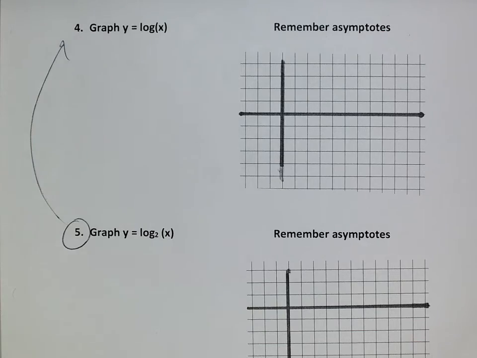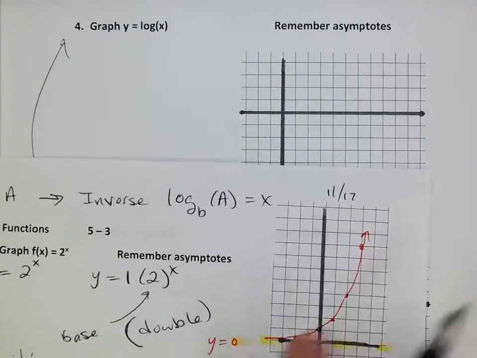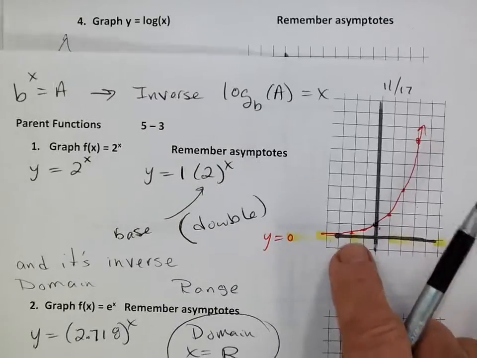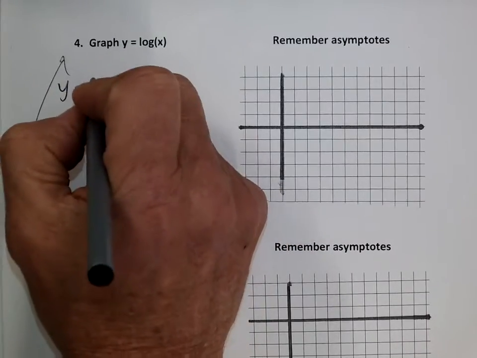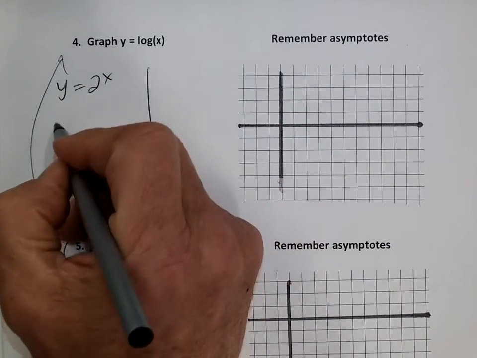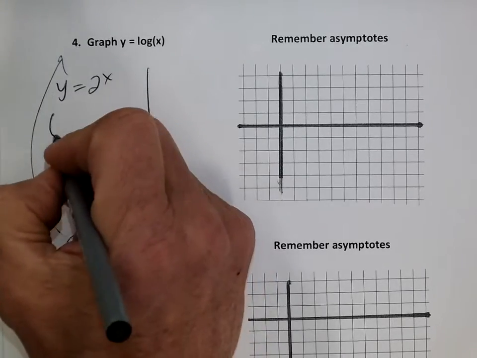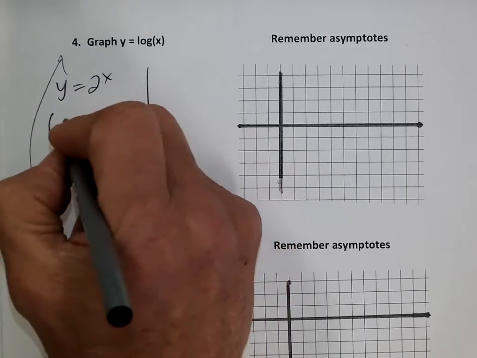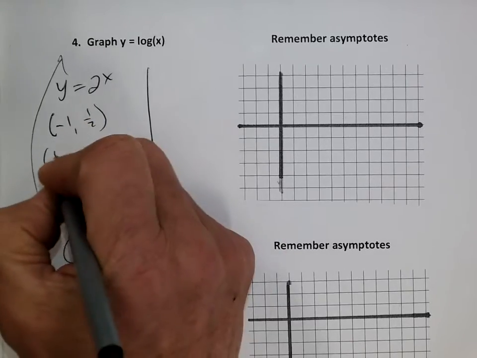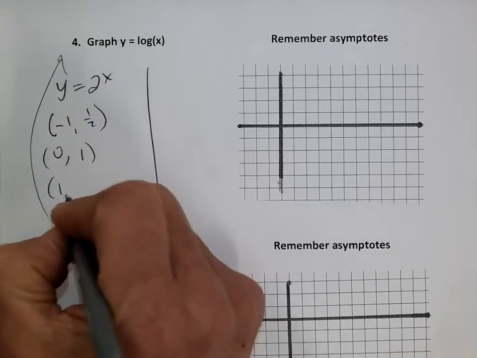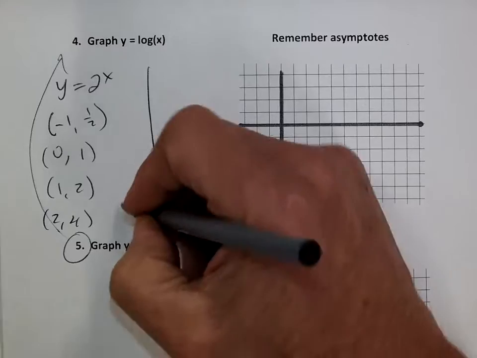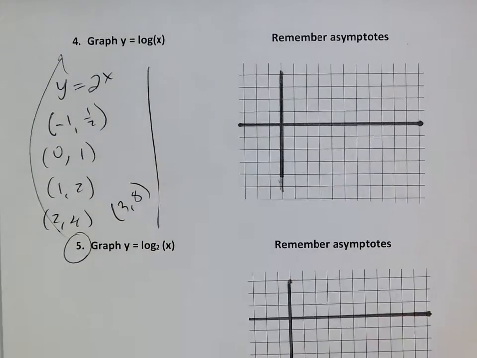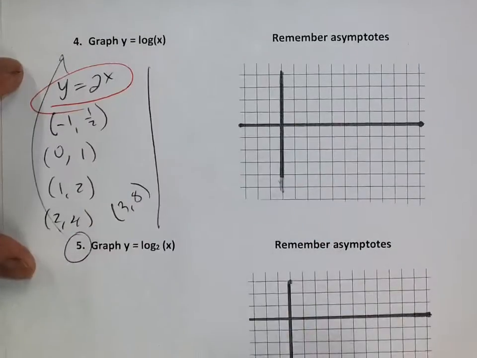So to do 5, I'm going to take this graph. They're inverses. First, if I had y equals 2 to the x, the points I had were: I plugged in -1 and got 1/2. I plugged in 0, and I got a 1. I plugged in 1, and I got a 2. I plugged in 2, and I got a 4, and one more, I plugged in 3, I got an 8. So that was my y equals 2 to the x.